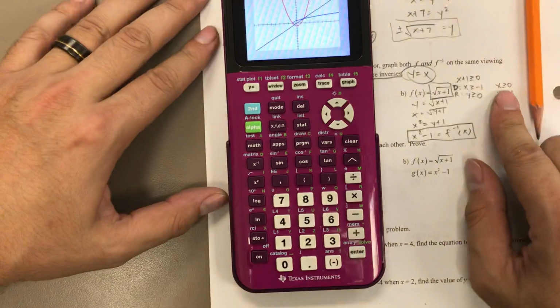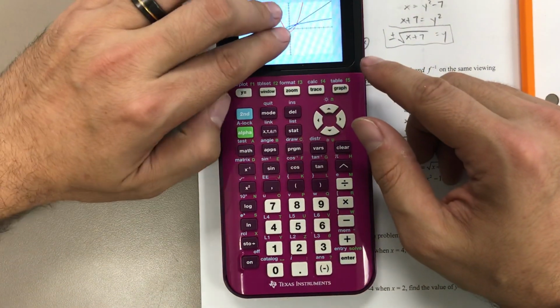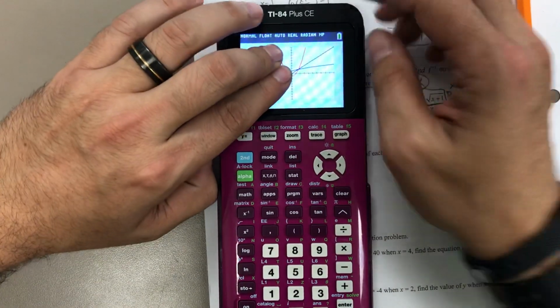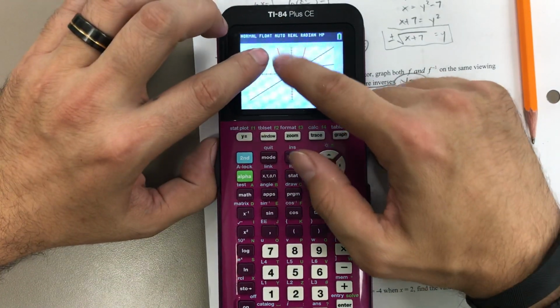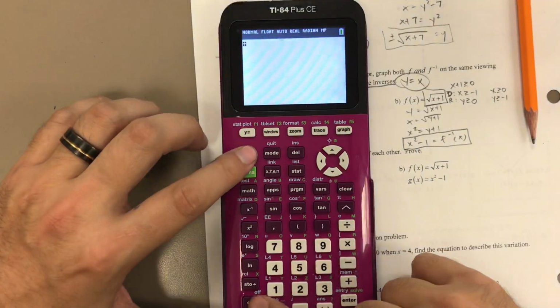Okay, so with this domain restriction, x is only greater than or equal to 0. It'd be the right-hand side of the graph. So imagine that like the left side of the parabola is gone, and it's just that part. So that does indeed reflect over there when you graph it out.